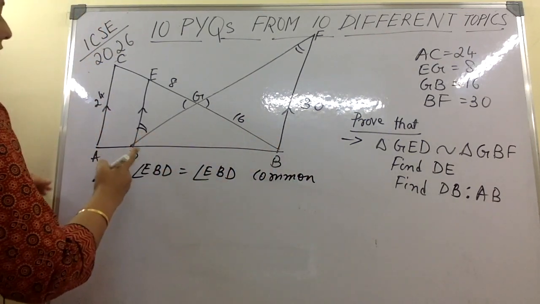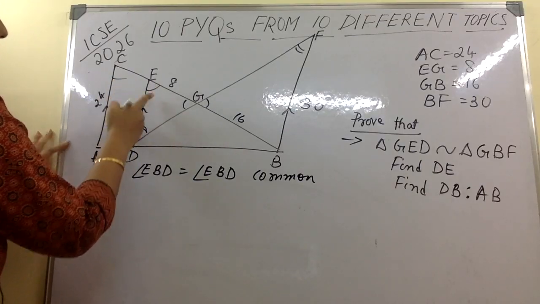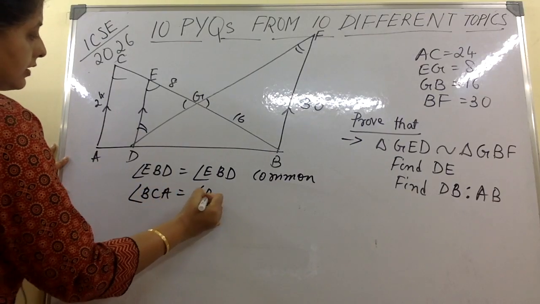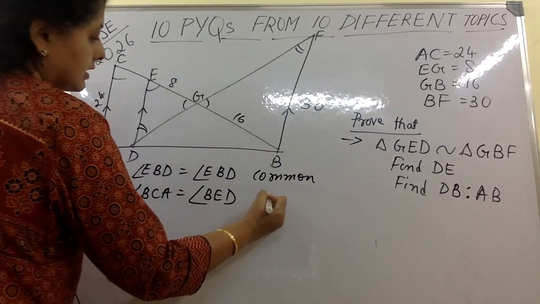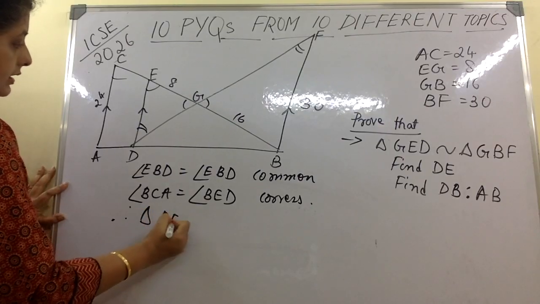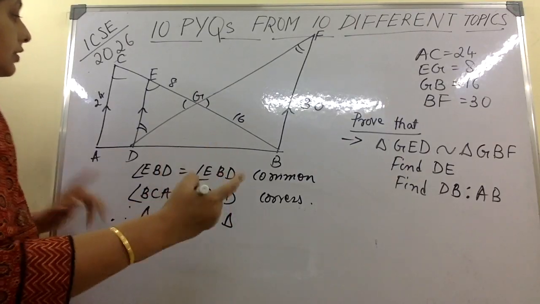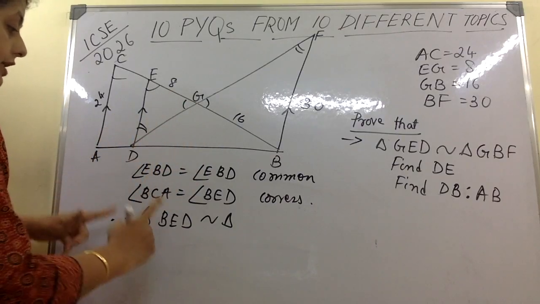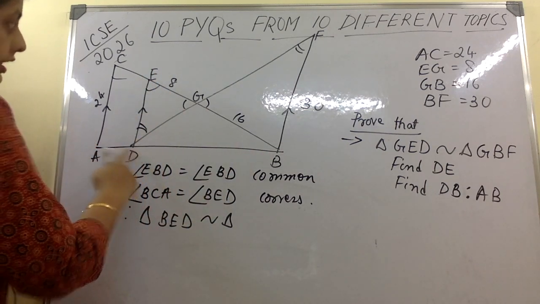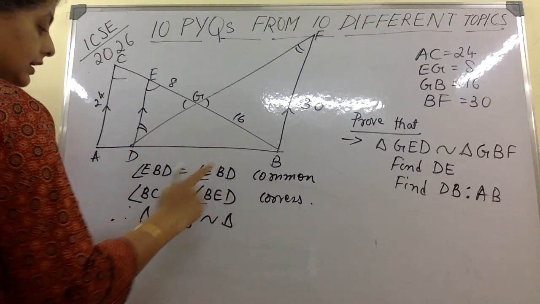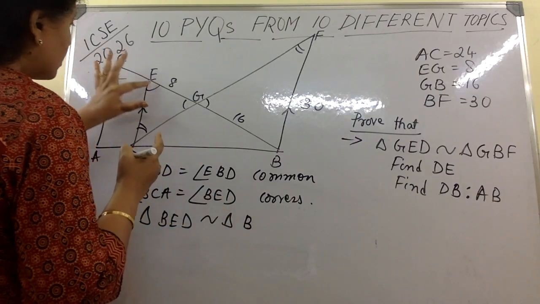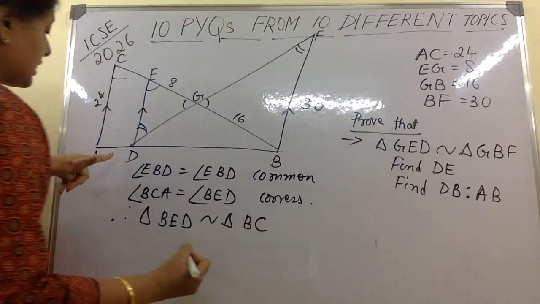One angle done. Second one, you can take these two because these two lines are parallel. Angle BCA is equal to angle BED, that is corresponding. Therefore triangle BED is similar to, now here when I am writing that, I am keeping watch that I am writing them properly. Next one, again the angles have to match, means angle B is equal to angle B, angle E is equal to angle C, so I have to put C, I can't put A.